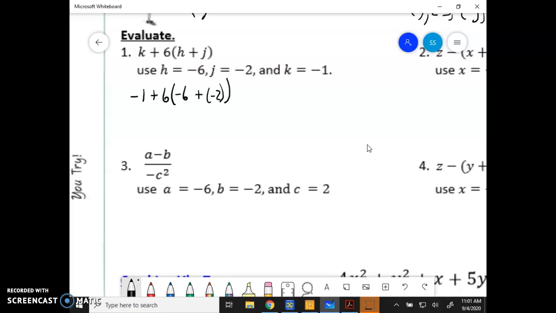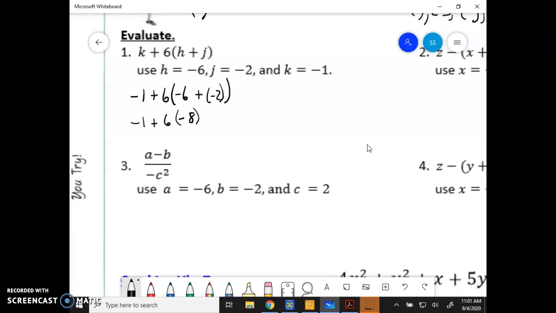We just have to follow GEMDAS, right? So GEMDAS would tell us to do the grouping symbols first, so do what's inside those grouping symbols first. So that would be inside here, I want to do -6 plus -2. Right, -6 plus -2 is -8. All right, now I need to update the problem. So just drop down everything I didn't use.